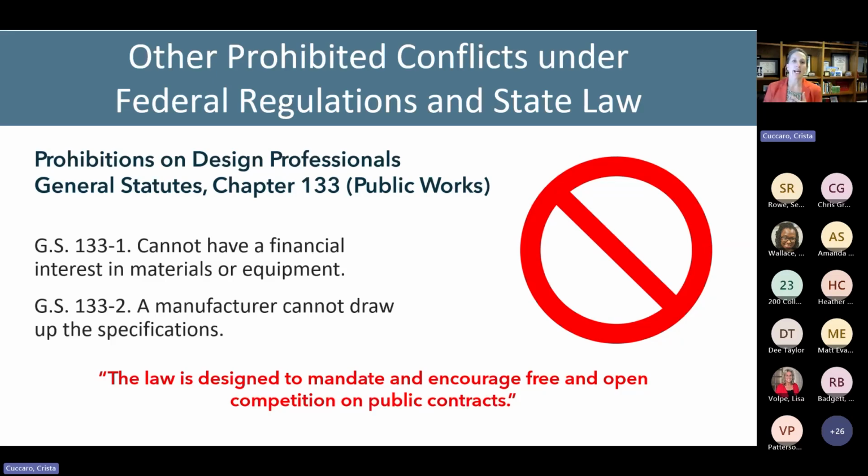So when we were talking about A&E, those architects and engineers cannot have a financial interest in the materials or equipment that they are specifying, right? Because that would just be a conflict of interest. Additionally, a manufacturer cannot draw up specifications and then the architect or engineer hands them off as their own, right? And all of this relates to the fair and open competition principles that we have been talking about.